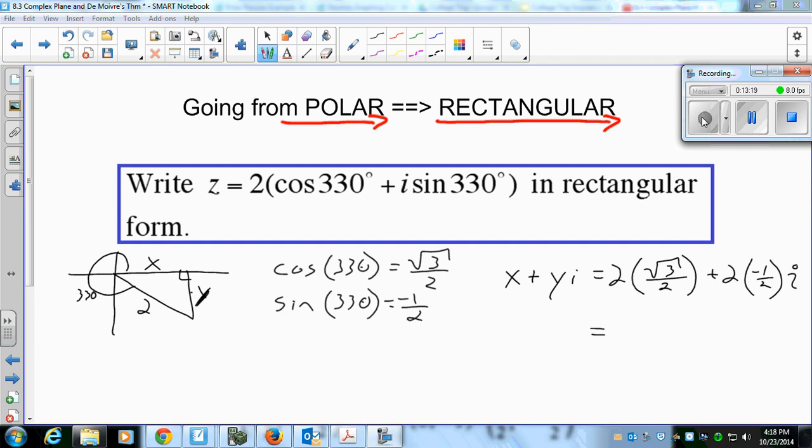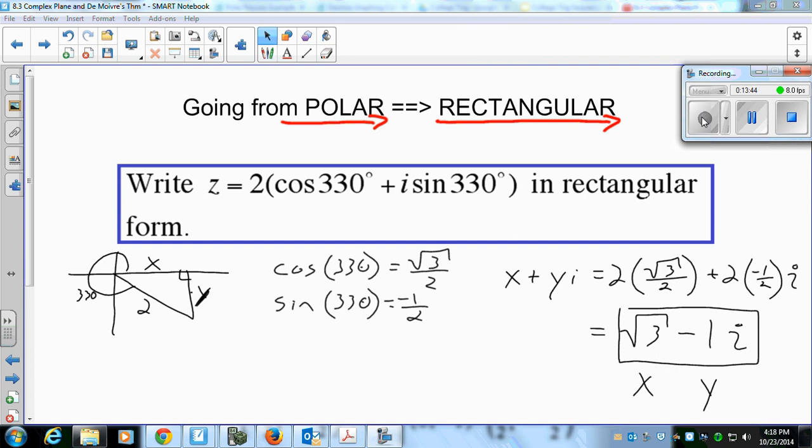And notice I distributed, both of them are being multiplied by 2, which is really just a scale factor there, and we get square root of 3 minus 1i. And now that is in rectangular form. There's my x parameter and my y parameter. So we need to make sure we can go back and forth from polar to rectangular and rectangular to polar.